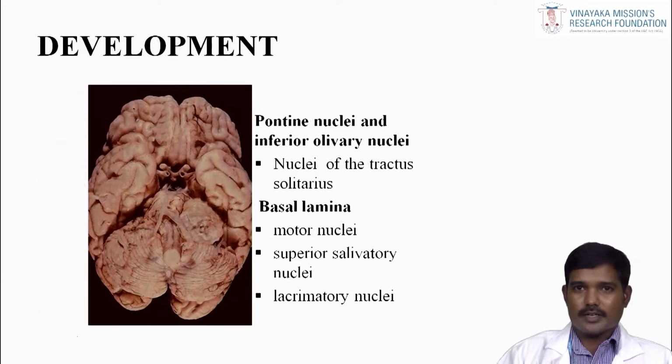So, the facial nerve is the seventh cranial nerve. It is developed from the nuclei of the tractus solitarius, the pontine nuclei and inferior olivary nuclei, the motor nuclei, superior salivatory nuclei, and lacrimal nuclei. These three nuclei are developed from the basal lamina.